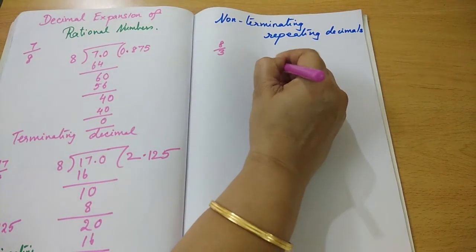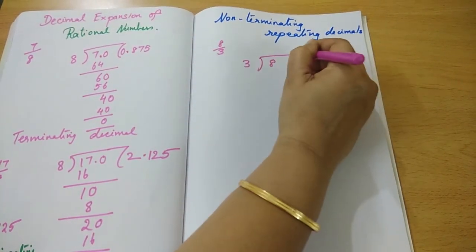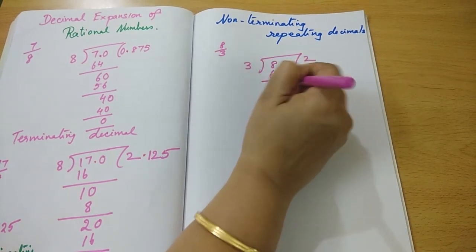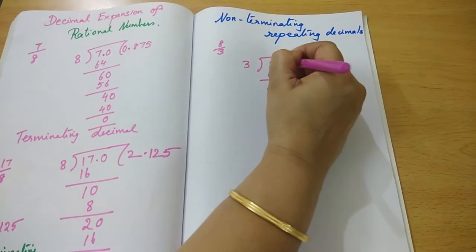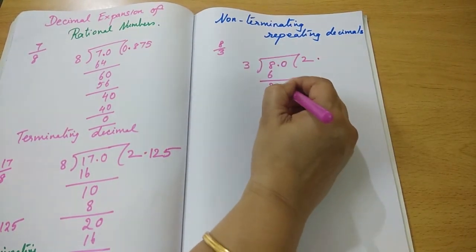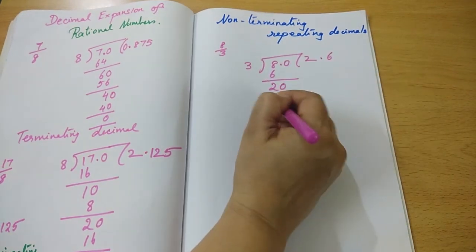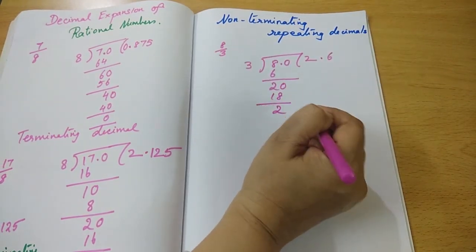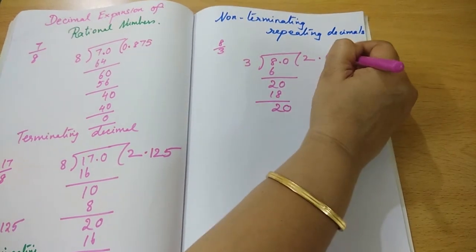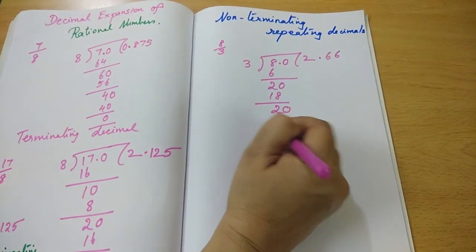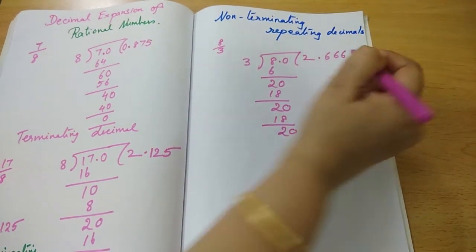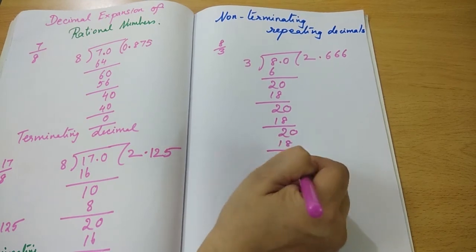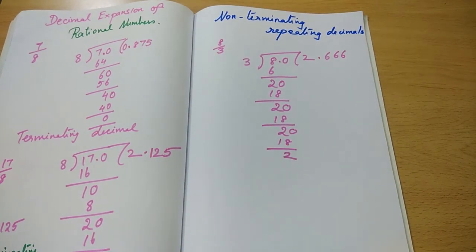8 divided by 3. 3 2s are 6. Remainder 2. Now, you will have to add a decimal point. 0. 3 6s are 18. 2. Once again, the process keeps repeating. Again you get a remainder of 2 and this goes on. Is there an end to this? Because the remainder is again 2? No, there is no end to this.